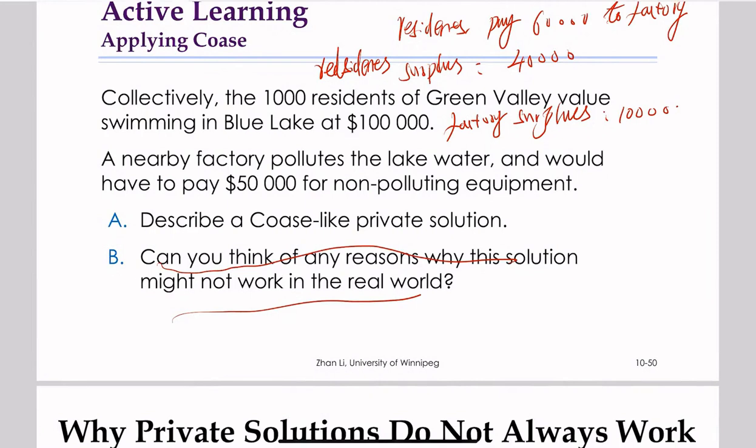And you can imagine that if you have 1,000 residents, then potentially there could be some problem during this process. Maybe these 1,000 people cannot coordinate very well with each other. So in the end, the bargaining could break down because of this failure in coordination between 1,000 residents.